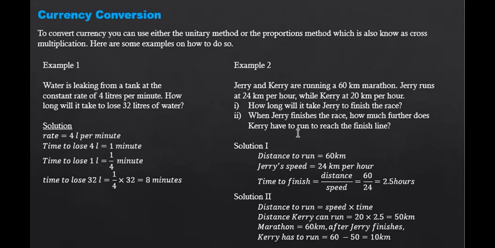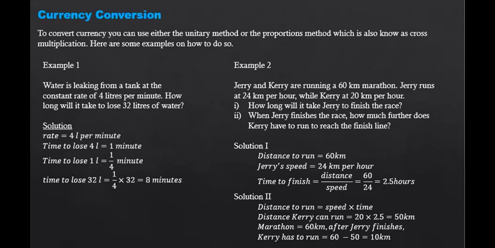Next, we want to know, after Jerry finished the race, how much further, so we're looking at distance, does Kerry have to run to finish the race? Distance to run is speed multiplied by time. Since the time is 2.5, it's 20 multiplied by 2.5, which is equal to 50 kilometers. The marathon is 60 kilometers, so after Jerry finishes, Kerry will still have to run 60 minus 50, 10 kilometers. Any questions?